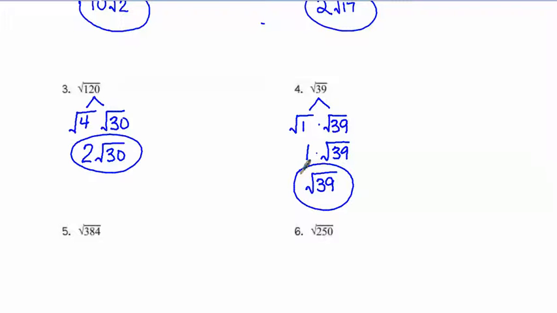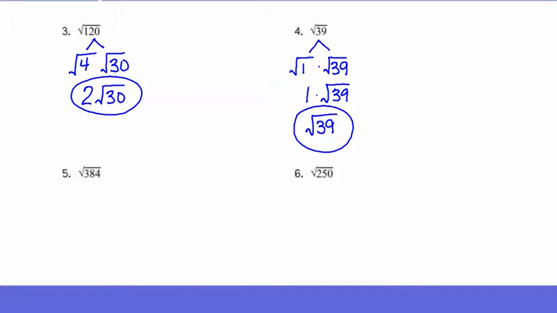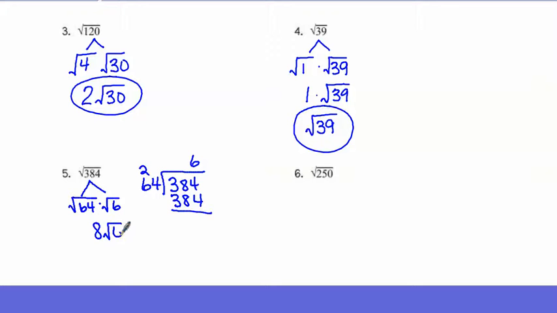Okay. Number 5, the square root of 384. The most common mistake that I see on this one is that people don't choose the largest value possible. In this case, 384 is divisible by 64. And I've forgotten what it is. There it is, 6. 6 times 64 is 384. So here it should split into the square root of 64 and the square root of 6. Square root of 64 is the whole number 8, and the square root of 6 stays as is.